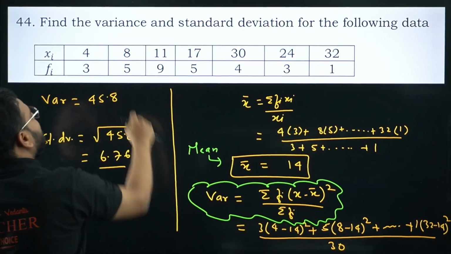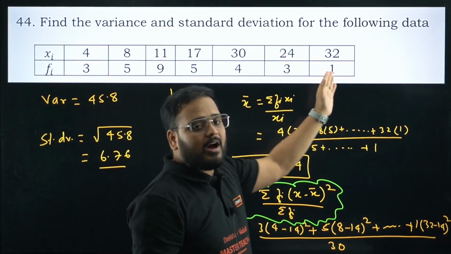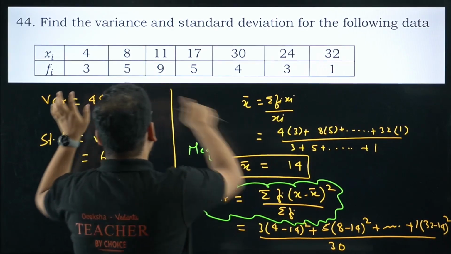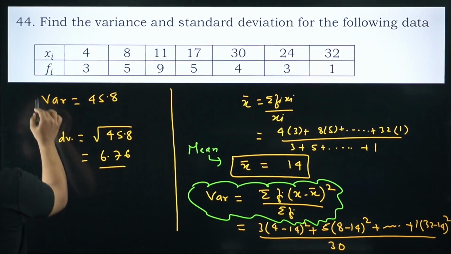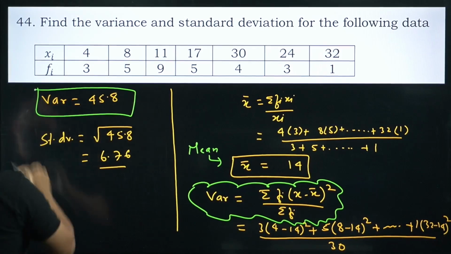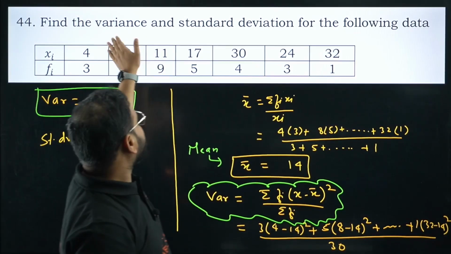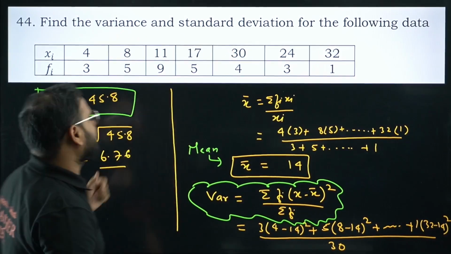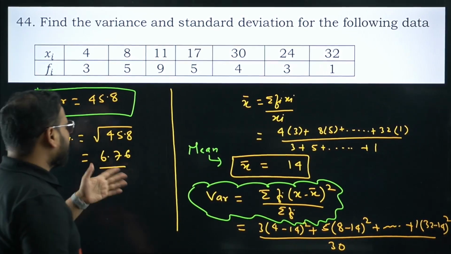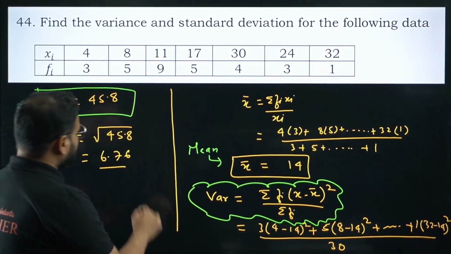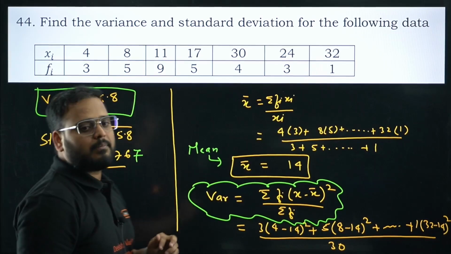This sum is 30. Please check here: 3 plus 5 is 8, plus 9 is 17, plus the rest. If you add all these frequencies, you'll get 30 only. If you do that, you'll get the answer for variance as 45.8. They're asking for variance and standard deviation. How do you find standard deviation? Root of variance. So root of 45.8 comes as 6.76, something like that, I think 6.767 should come.